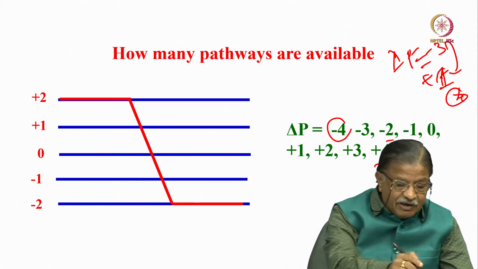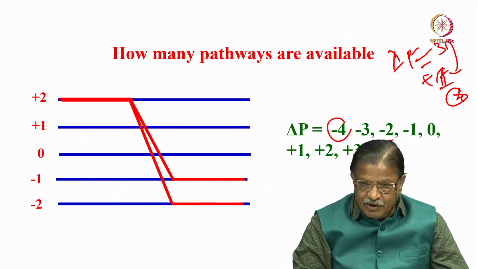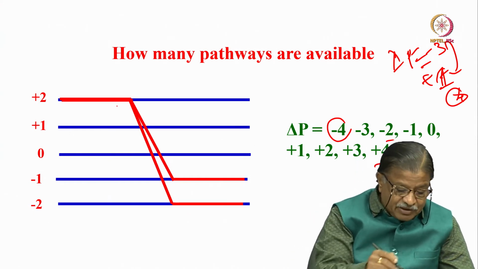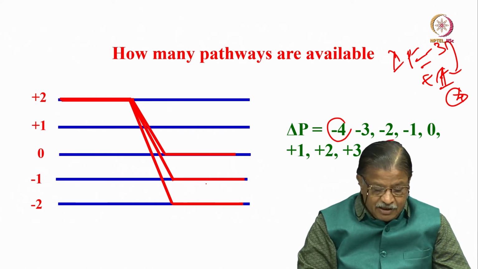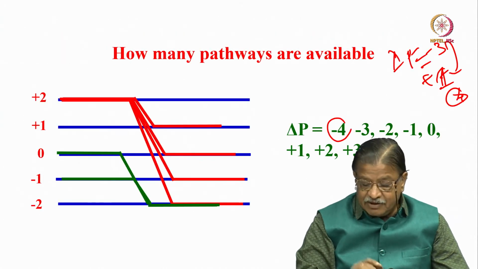Now, delta p is equal to plus 2 to minus 2 is one pathway. Delta p is plus 2 to minus 1 is one pathway. This is one pathway, this is one pathway, and this is another pathway, another. Like that several pathways we can see.